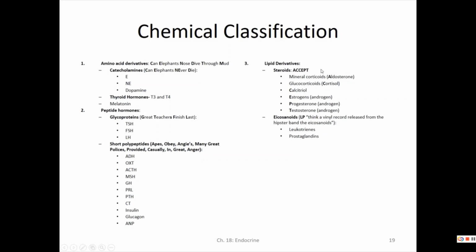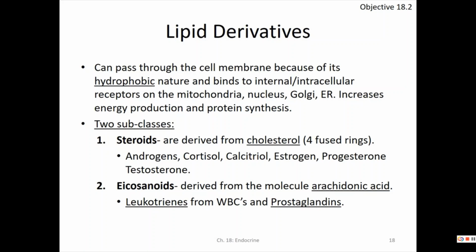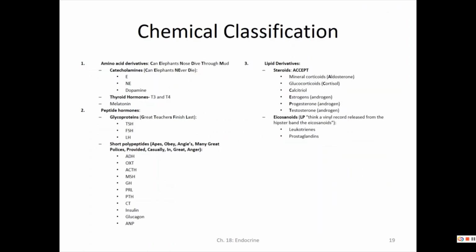Now remember, steroids are accept: aldosterone, cortisol, calcitriol, estrogen, progesterone, testosterone. Estrogens and testosterone are all produced from androgens. So I'm just going to change mine here a little bit. Aldosterone is a steroid derivative as well. I need to fix that slide to match this one, because androgens can become estrogen, progesterone, testosterone, because they are androgynous. They're not male nor female.